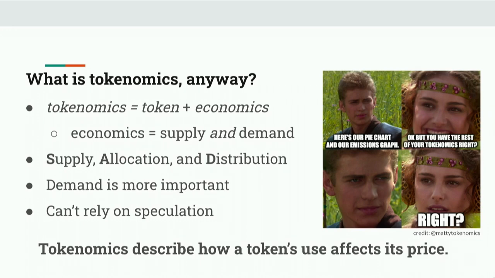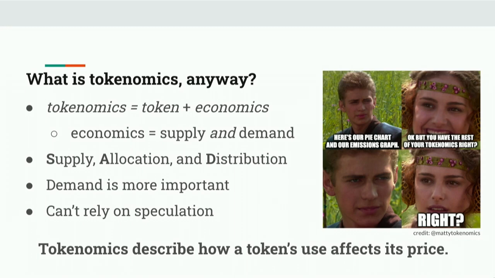And so people are focused on supply, allocation, and distribution a lot of the time. So that looks like what their emissions curve is, or how many tokens go to investors versus to the community, and how they're getting those tokens there. These are important considerations, but they're actually secondary.